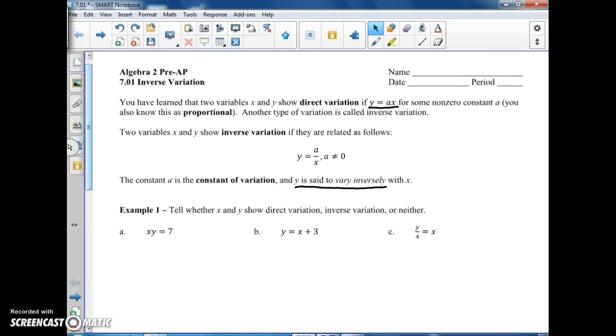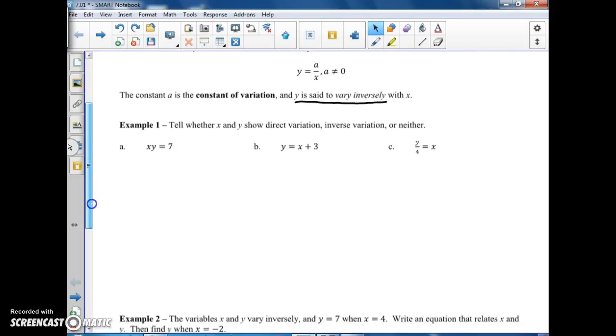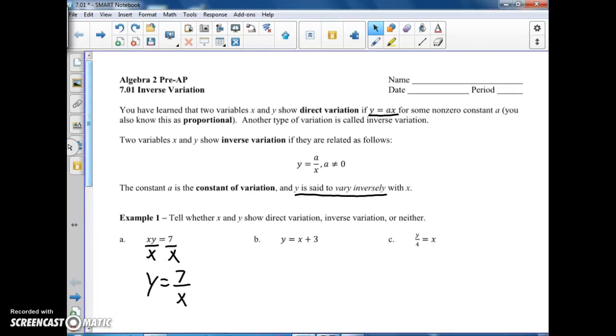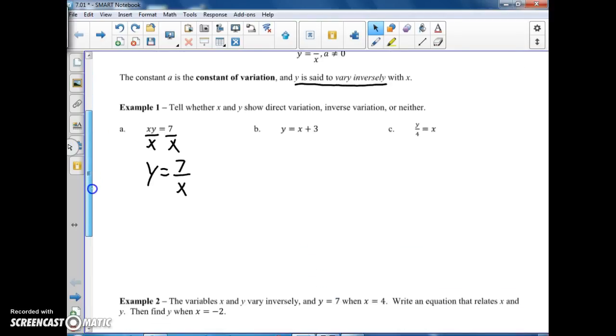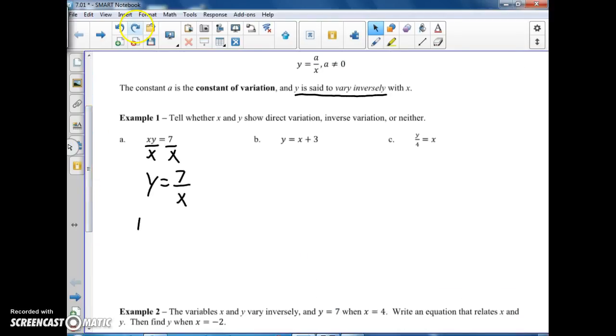What you want to do is get the y by itself. What would you do to get the y by itself? Divide by x, exactly. When I divide by x, the two x's cancel. What do I get? Y equals 7 over x, right? Now look at the forms up here. Which form is that? Is that the direct or the inverse form? That's the inverse, right? So there's your answer: this is inverse variation right there. That's how easy this is.